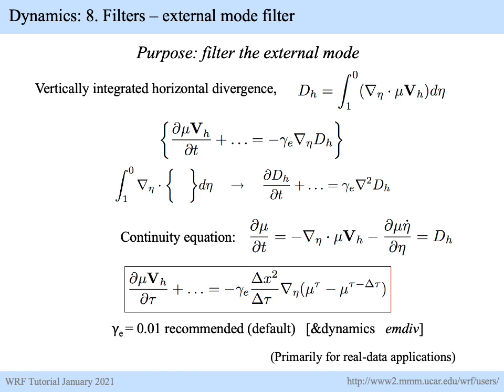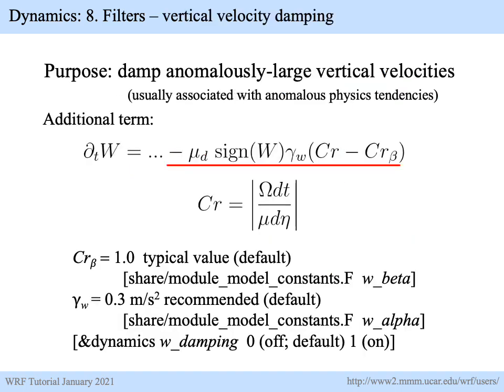The model will remain stable without it, so you can set that coefficient gamma sub e to 0, and it'll be fine. But the waves are there. So if you want to look at the early times of the solutions, you should leave this parameter at the recommended default value, and those waves will no longer be there. Again, for real data applications where there are imbalances because you're interpolating from another analysis, it's just to clean up the early time solution.